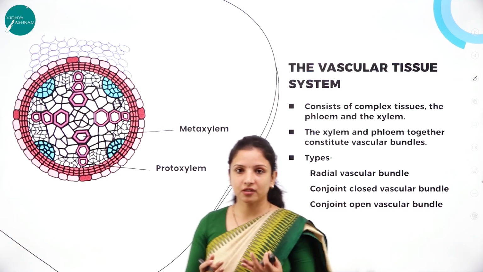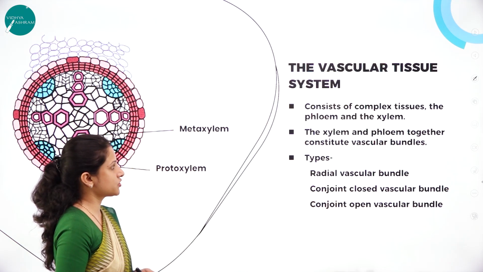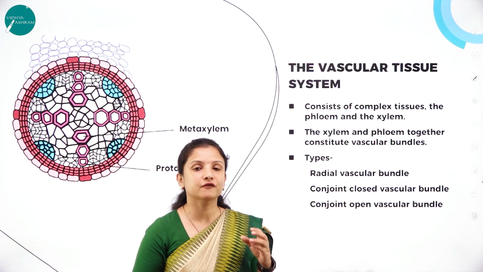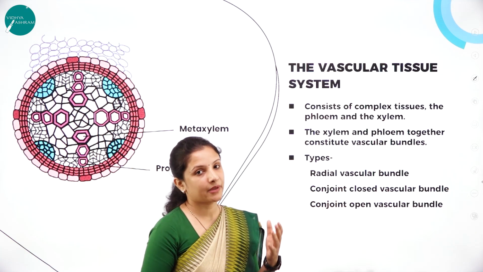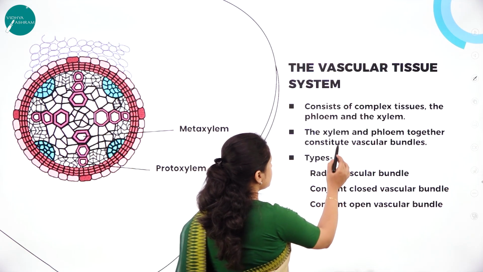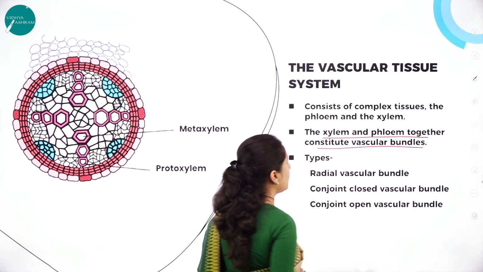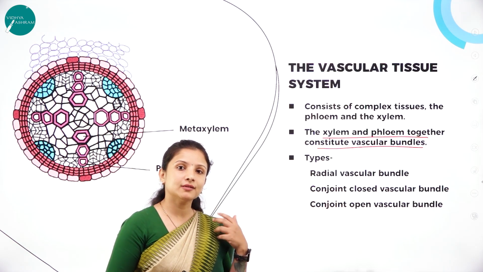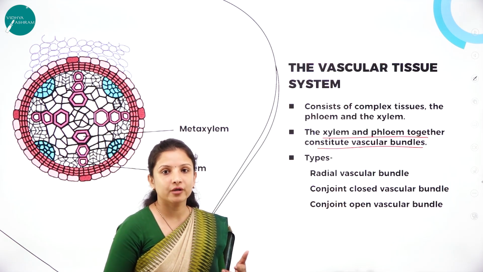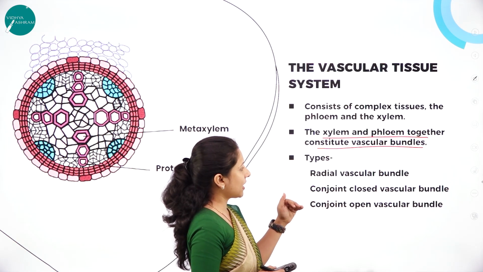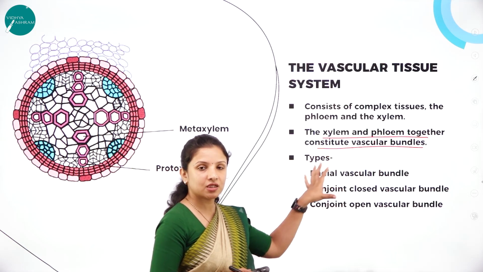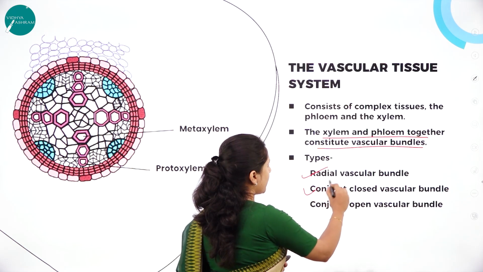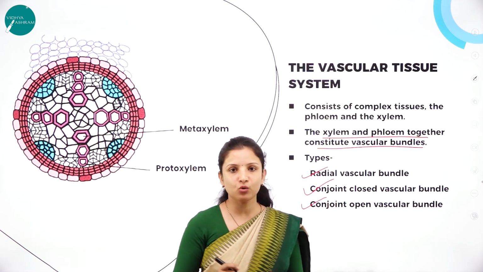So next, after the ground tissue, we will move on to the vascular tissue system. So what is there in the vascular tissue system? The vascular tissue system consists of complex tissue wherein they have the xylem and the phloem. The xylem and the phloem together constitute the vascular bundles, and they are of different types based on how they are arranged. And we know that the xylem is the water conducting tissue and the phloem is the food conducting tissue. Based on that, there are different types, but these three are the ones that are important in the PUC: the radial vascular bundle, the conjoint closed vascular bundle, and the conjoint open vascular bundle.